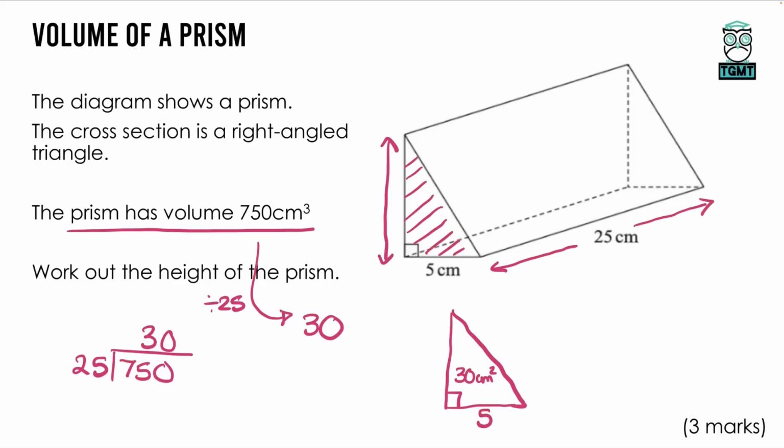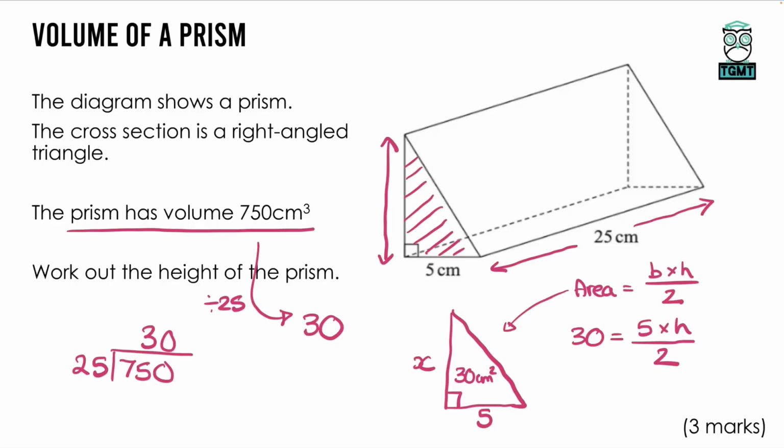Now the base is 5, and we don't know the height. Now the formula for the area of a triangle is half base times height, or base times height divided by 2. So what we need to do really here, we could put the numbers in and see if we can figure it out that way, but we know 30 is equal to 5 times the height divided by 2.